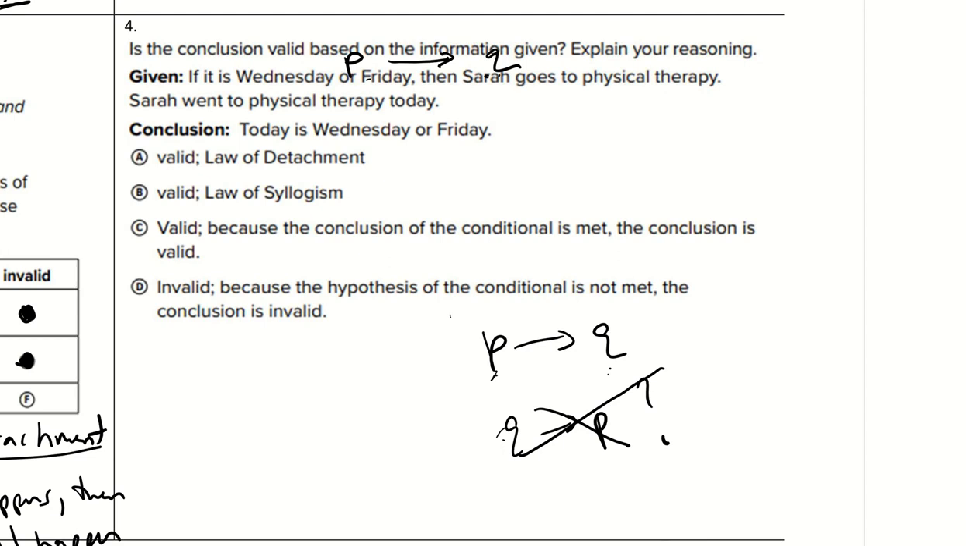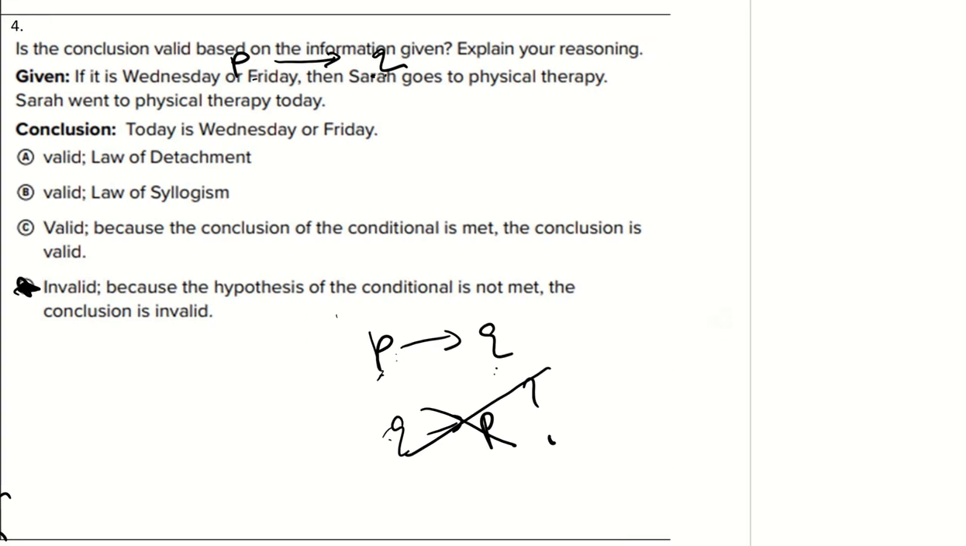So that is the law of detachment. But this is invalid, right? Because we don't know whether it's Wednesday or Friday. We have to know that it's Wednesday or Friday to be able to say that she goes to physical therapy. But if she goes to physical therapy, that doesn't mean that it's Wednesday or Friday. So it's invalid. All right, so we use the law of detachment here again. However, let me talk about the law of syllogism.